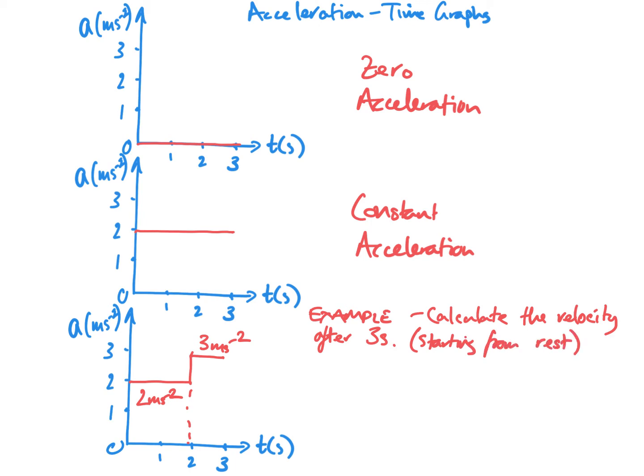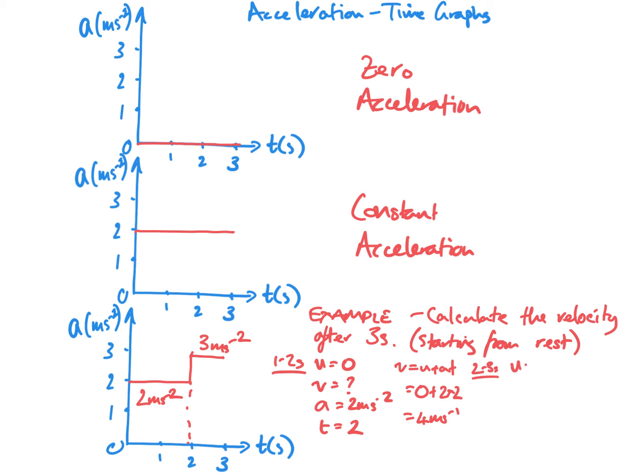So I would have to look at the first 2 seconds first of all, and then I get u equals 0. v is what I'm trying to work out. The acceleration for that first 2 seconds is 2, and the time is also 2. So I can then do my v equals u plus at, equals 0 plus 2 times 2, 4 meters per second. And now I can analyse what goes on in the 2 to 3 seconds.